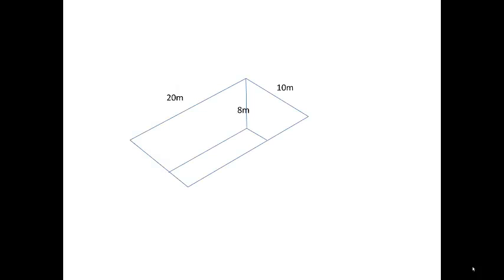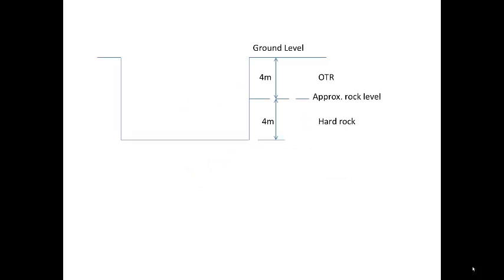Suppose this is a basement excavation, 20 metres by 10 metres on plan at 8 metres deep. We could measure the volume of excavation quite simply by measuring the plan area, 20 metres by 10, by the depth, 8 metres, to get a total volume of excavation of 1,600 cubic metres.